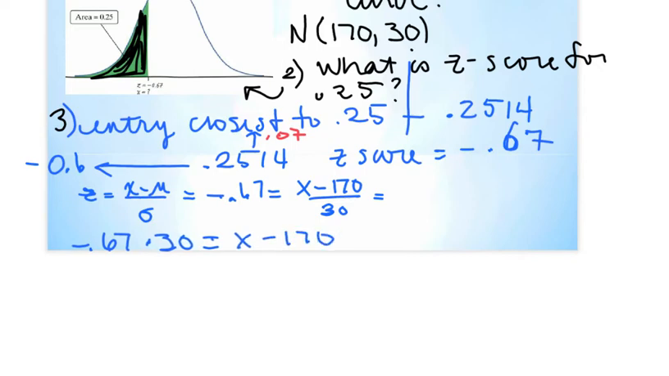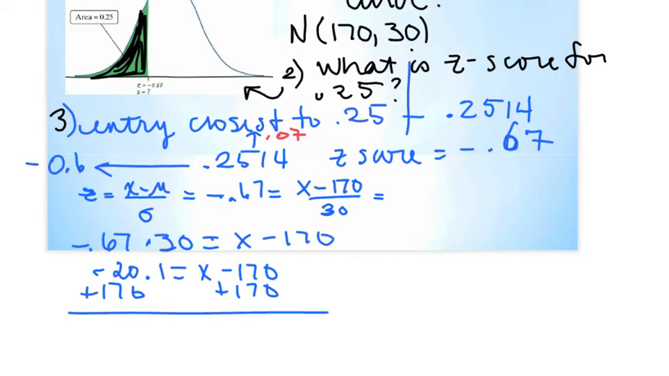So if you work all that over and then add your 170, you get, well, let me just do it by hand. Negative 0.67 times 30 is negative 20.1, equals x minus 170. Add your 170 to both sides, and you get x being 149.9.